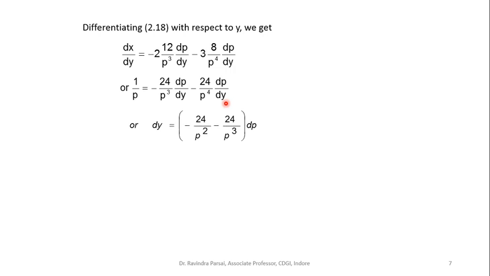We can write this equation in variable separable form, and then on integrating both sides separately, the integration of the left side is y, and the integration of the first term gives 24/p, and divided by 2, that is 12/p^2, plus some constant of integration c. Call it equation 2.19.